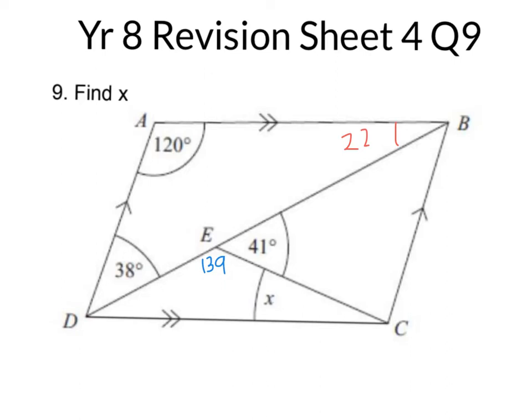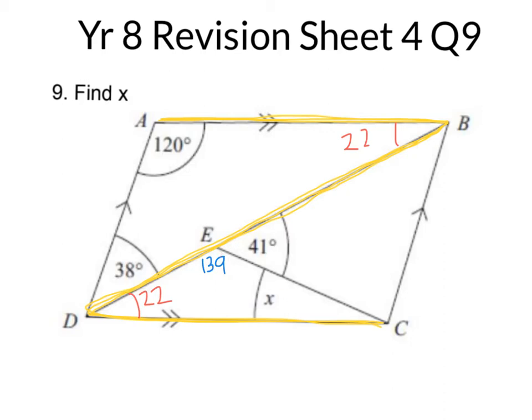Then, why is that useful? Well, this is where you've got to use your parallel lines. We have here a Z shape, called alternate angles. So can you see what other angle matches up with the 22? It's this one down here. 22 degrees. Okay?